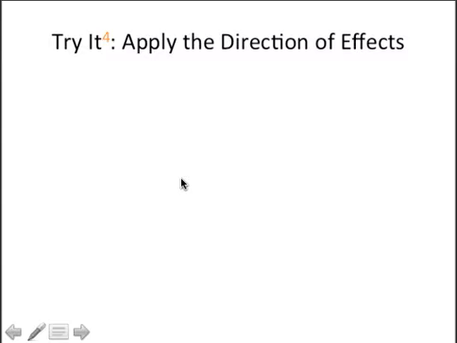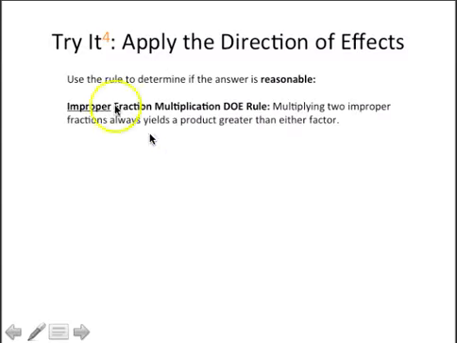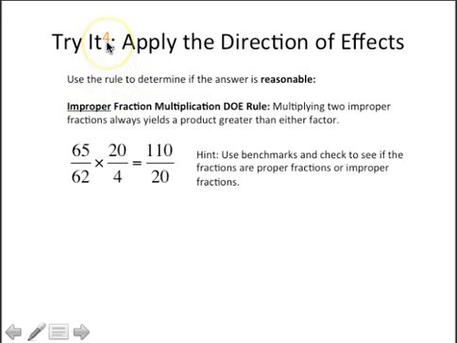Okay, you're going to try it out using the direction of effects rule for improper fractions on your guided notes, number 4. Here's the problem. Try this out, pause the video, and come back when you're ready to check.